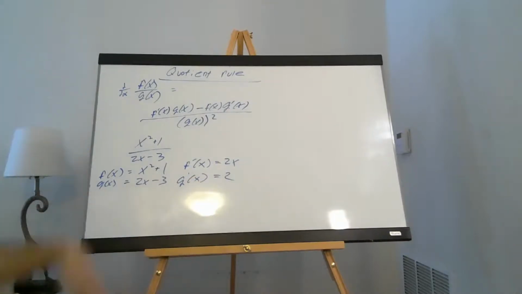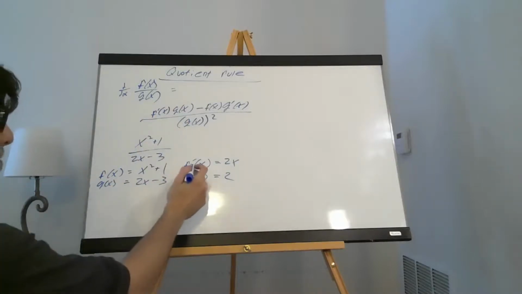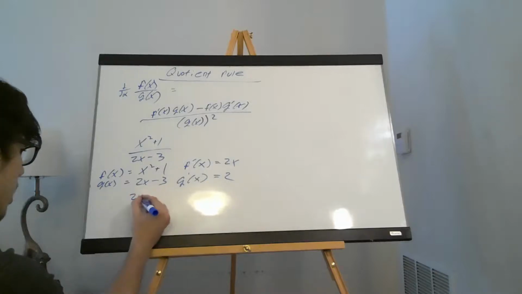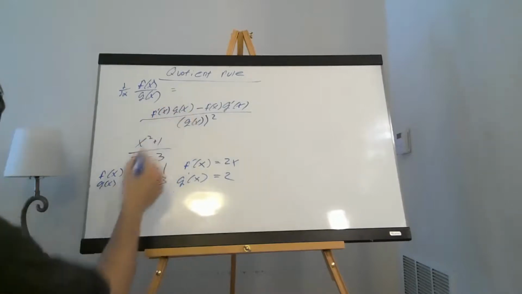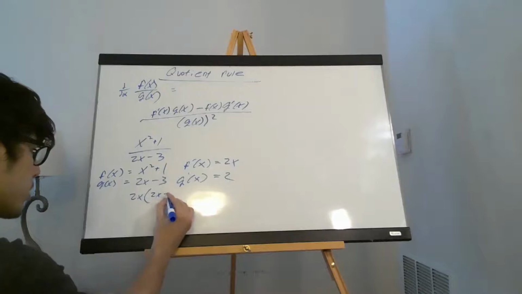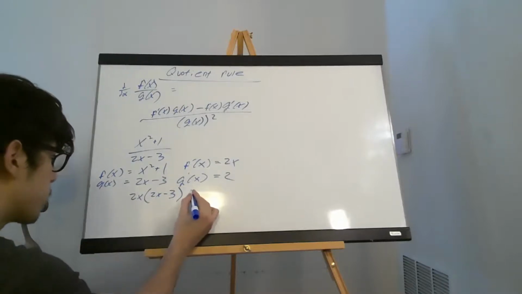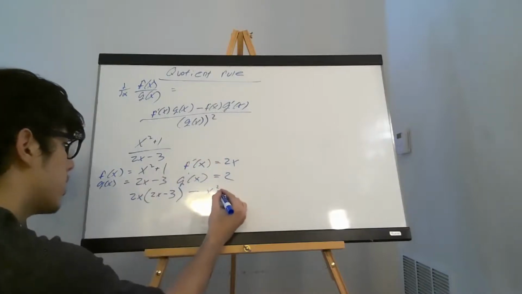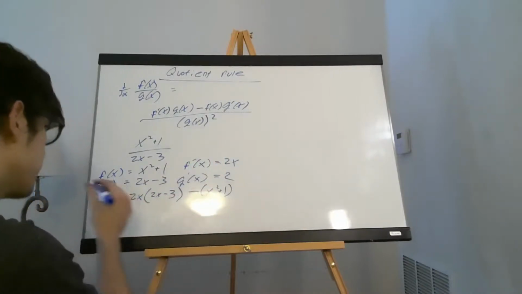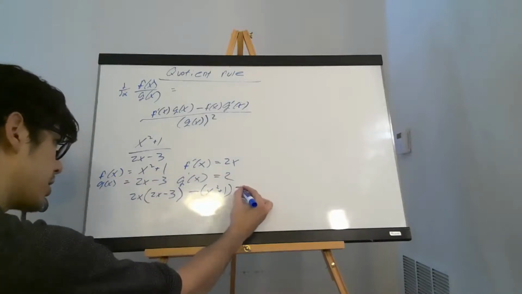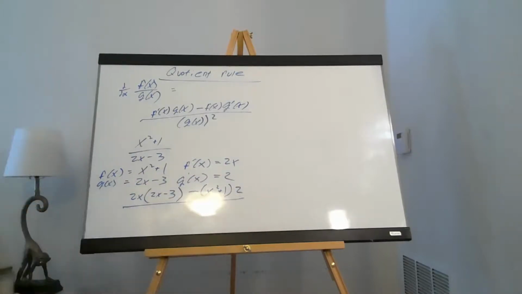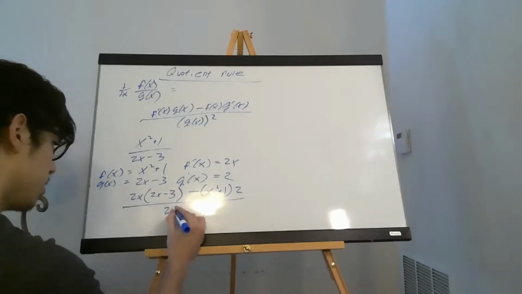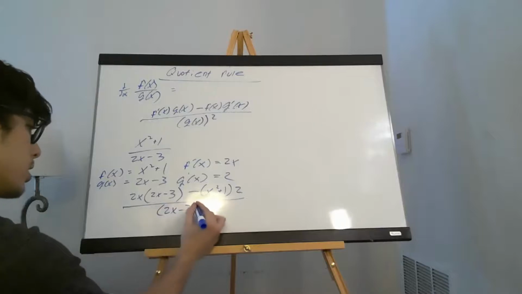Okay, so nothing too horrible there. So now let's just set it up in this form. We want to start with f prime of x, which is going to be 2x. Then we're going to multiply that by g of x, which is 2x minus 3. We're going to subtract f of x, which is x squared plus 1, times g prime of x, which is just 2. And we're going to divide the whole thing by g of x to the second power, which will give us 2x minus 3 squared.